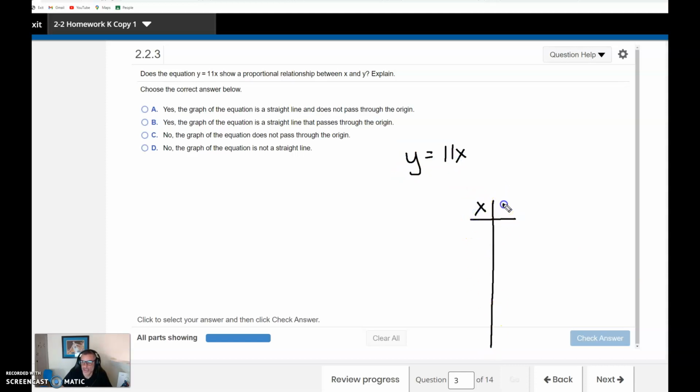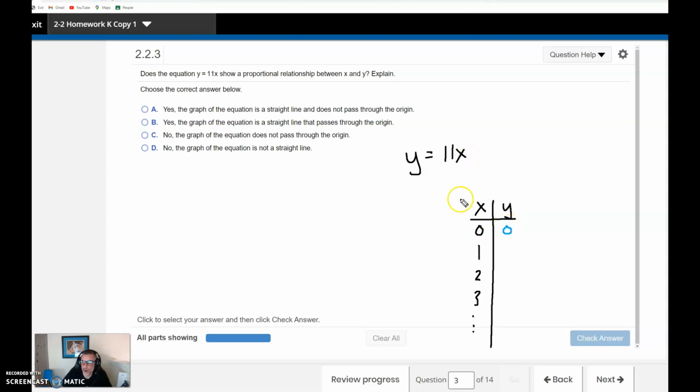So here's my x, here's my y. Okay, so I have 0, 1, 2, 3, and so on. What this equation says is whatever the x value is, multiply it by 11 to get the corresponding y value, right? So what is 11 times 0? If I plug in a 0 here, what is 11 times 0? Well, that would be 0.